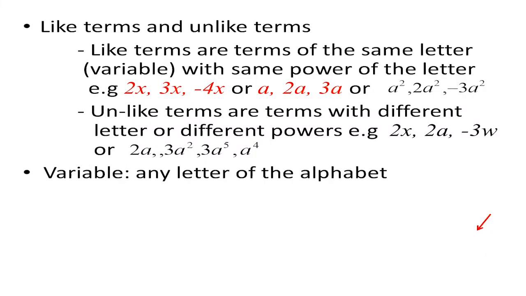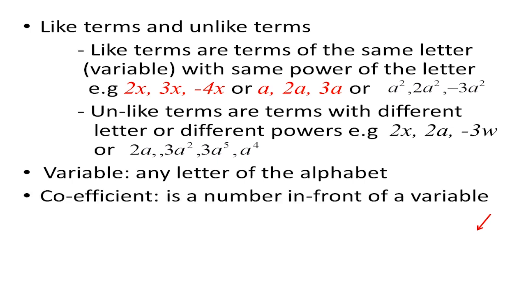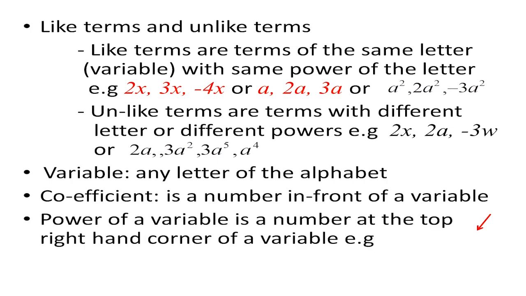A variable. A variable is any letter of the alphabet. Remember, as I said before, it represents numbers. And lastly, a coefficient. Coefficient is a number in front of a variable. Power of a variable is a number at the top right-hand corner of a variable. Example, 16a to the power of 6. So the power here is 6.